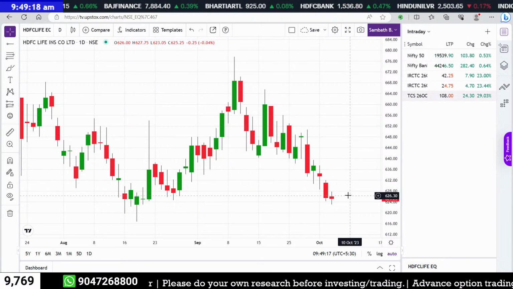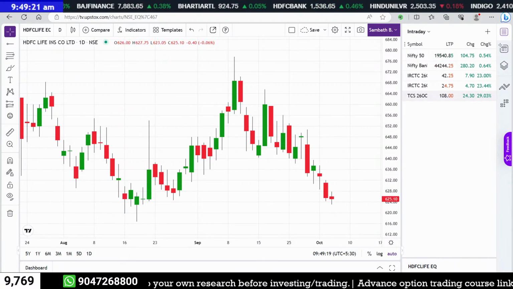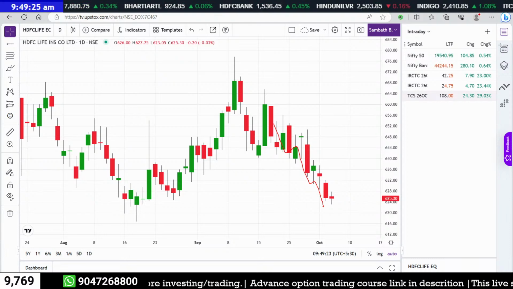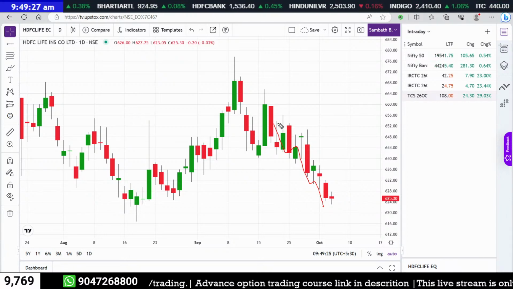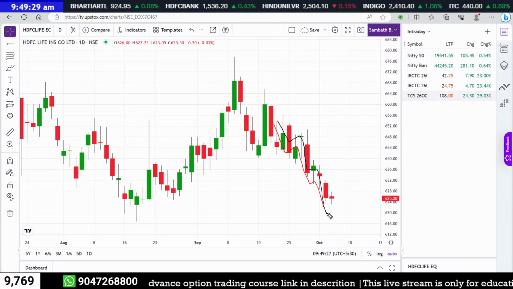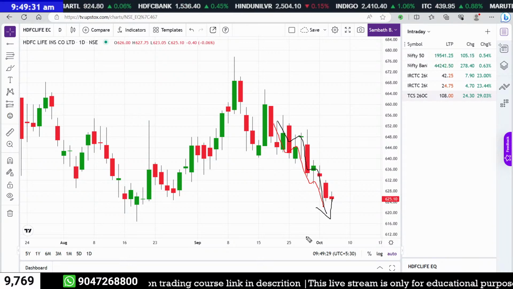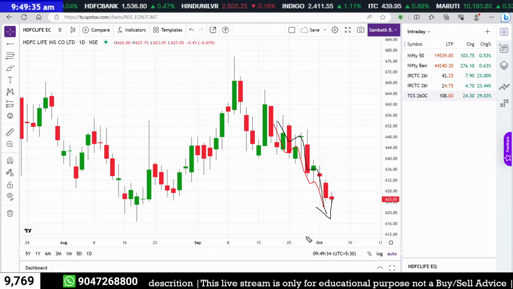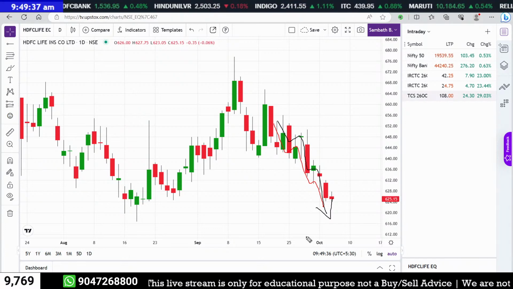So look at the chart in the daily time frame. It's clearly showing you the downtrend. You can see it's clearly moving towards the downside. So in this case, why are we going to go for a call? Maybe if you find any trend reversal candle, we can try to find the bottom. That may be the chance.